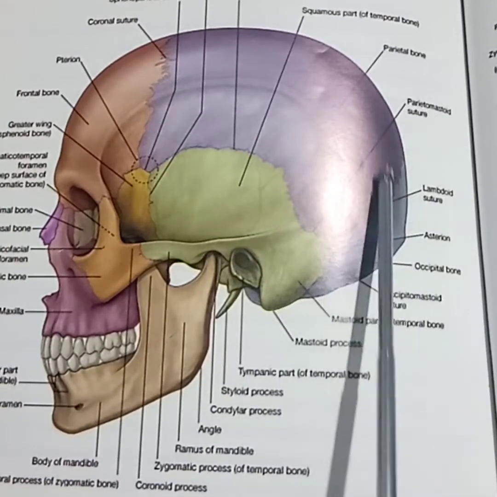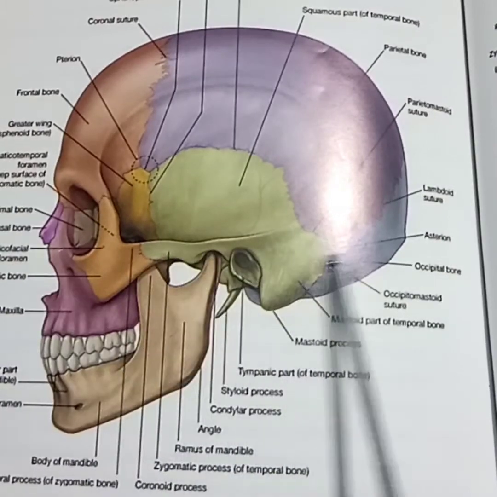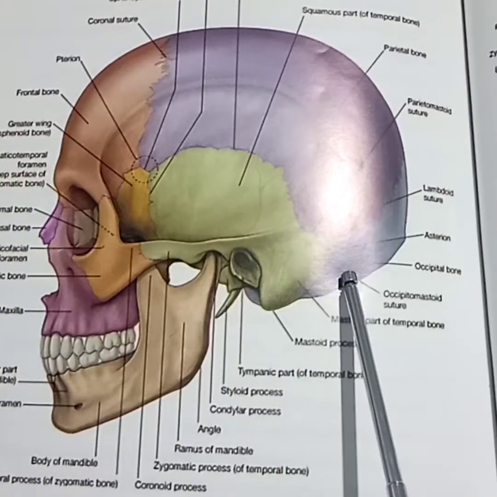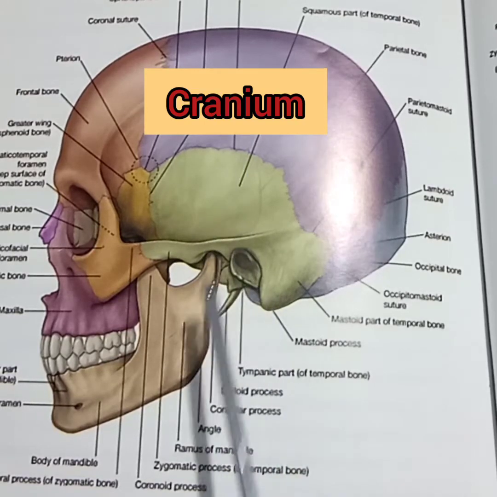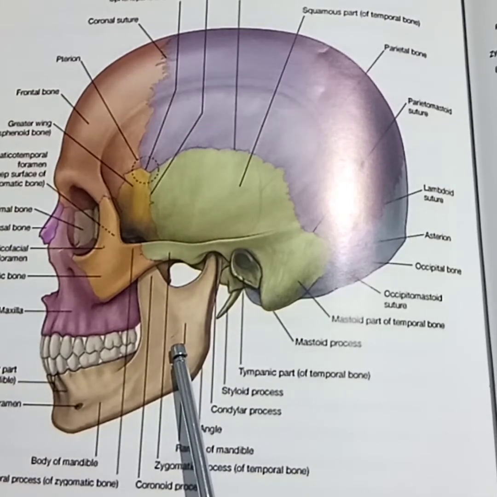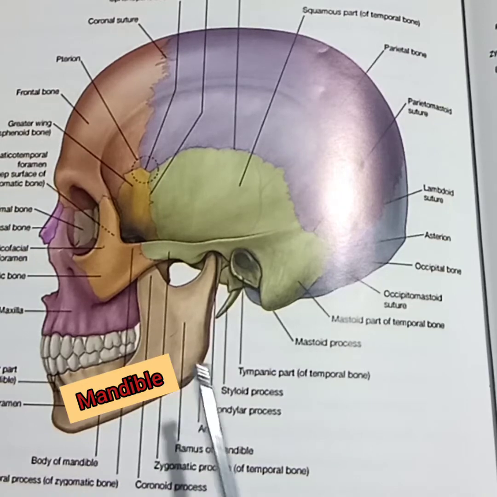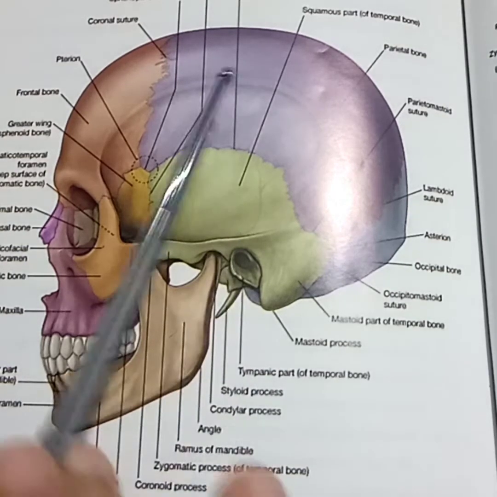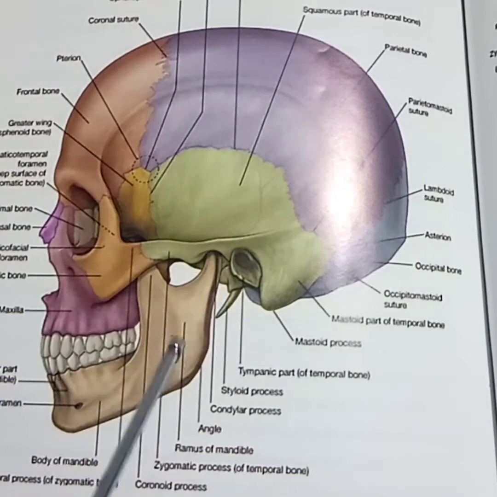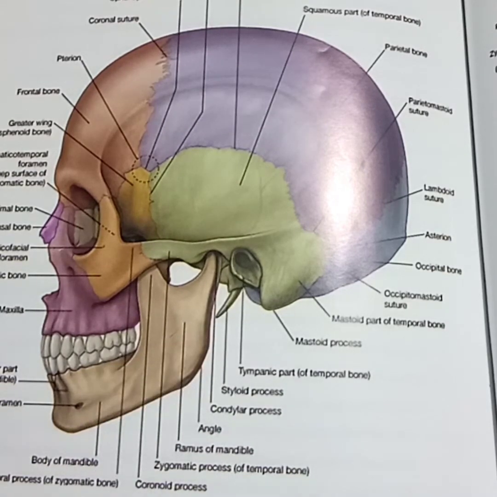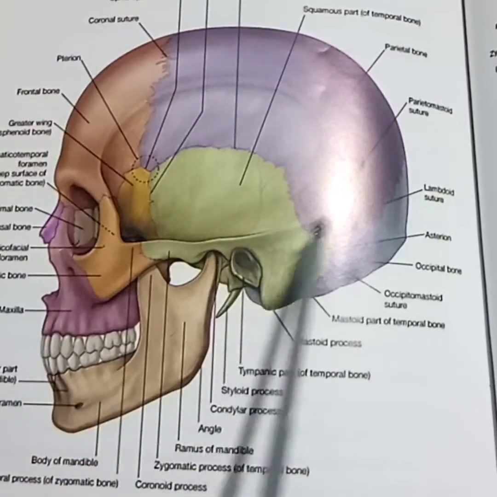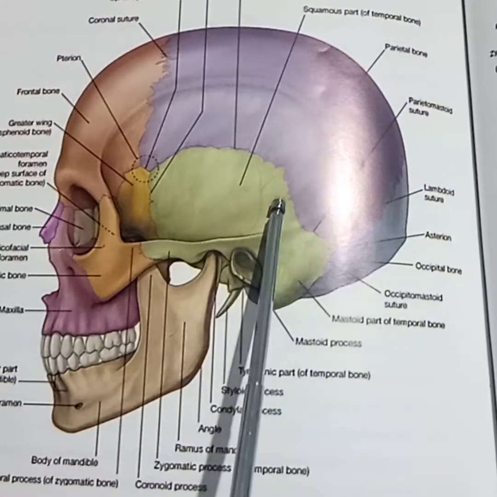21 bones articulate with each other to form this ball-like structure, which is named the cranium. And there is only a single separate bone which is named the mandible. So the skull is formed of cranium and mandible. The mandible will be discussed later in another video. In this presentation, I will start talking about the cranium.